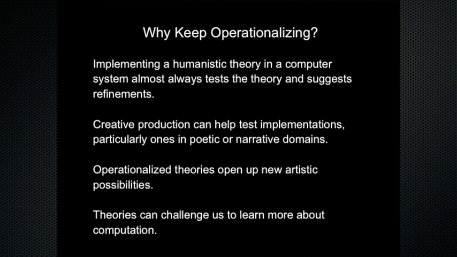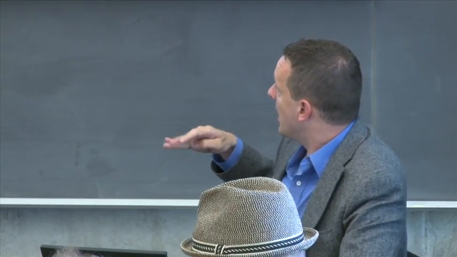The other thing is that creative production can actually test your implementations and ideas. This makes particular sense if you're talking about narrative, dramatic, poetic, some type of literary production. Then of course, to make it work, you need to do that sort of work to produce something creative. And then also, operationalized theories are able to open up new artistic possibilities. And this is, to some extent, the other side of the coin, right? It's like, my interactive drama is going to prove some good things about my AI theories. Or, my new AI systems are going to open up new possibilities for interactive drama, right? So you can imagine this type of conversation going furiously back and forth, like in Michael Mateas's Corpus Callosum, for instance.